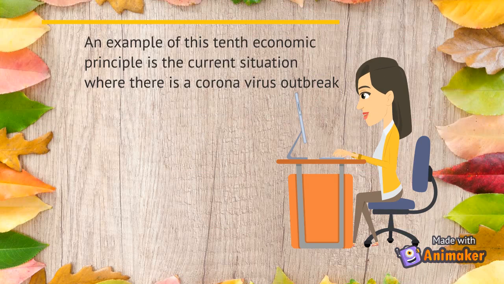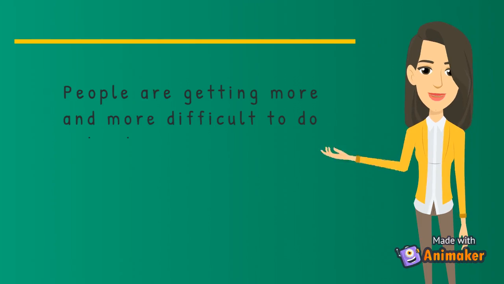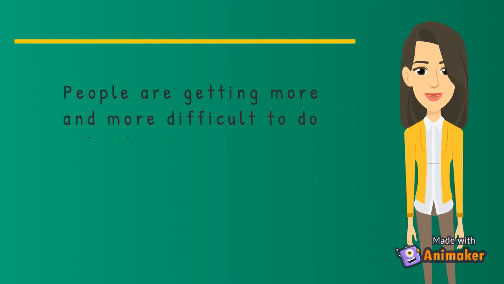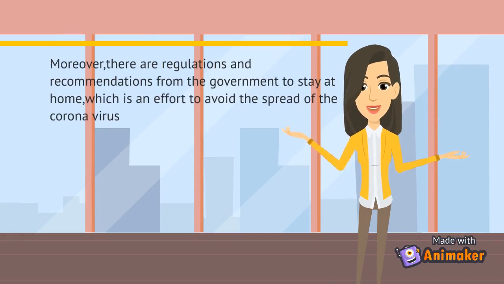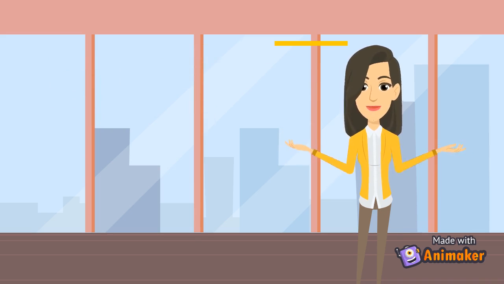An example of this 10 economic principle is the current situation where there is a coronavirus outbreak. People are getting more and more difficult to do activities. Moreover, there are regulations and recommendations from the government to stay at home, in an effort to avoid the spread of the virus.